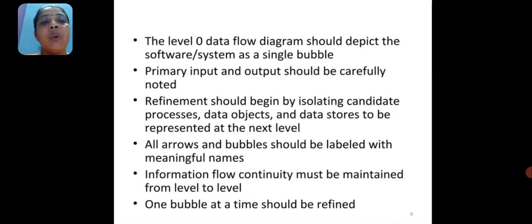Information flow continuity must be maintained from level to level. There should be a clearly defined level 1. Then only can we easily transmit the information. One bubble at a time should be defined.